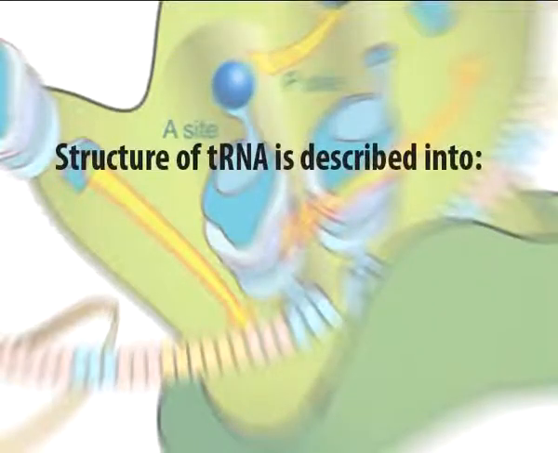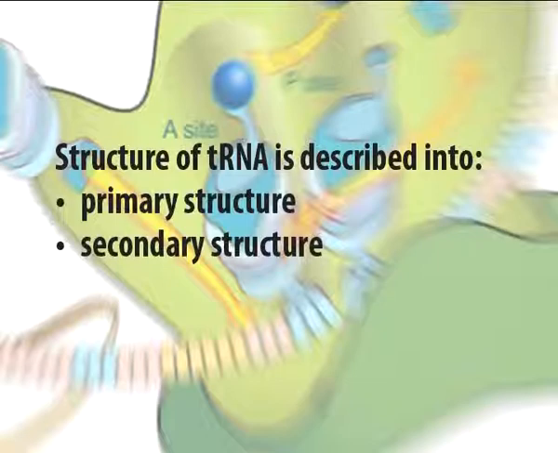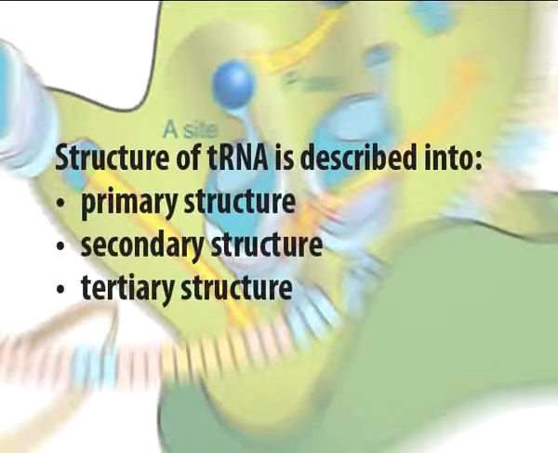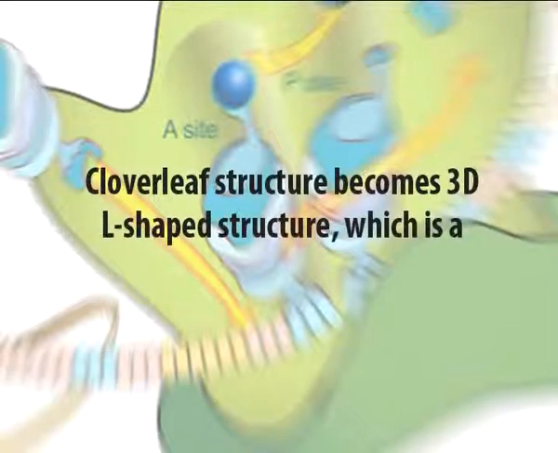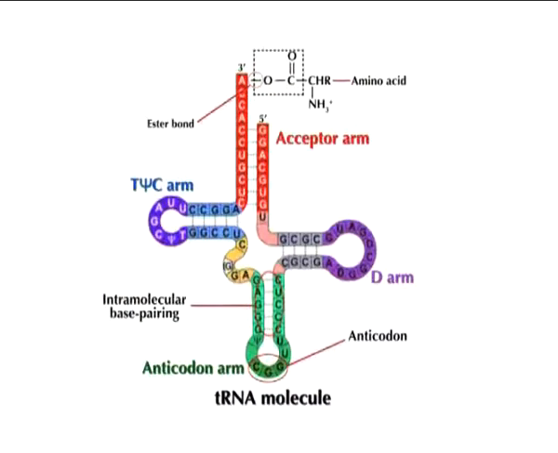The structure of tRNA can be described into its primary structure, its secondary structure, usually visualized as a clover leaf structure, and its tertiary structure. All tRNAs have a similar L-shaped 3D structure that allows them to fit into the P and A sites of the ribosomes. The clover leaf structure becomes the 3D L-shaped structure, which is a common RNA tertiary structure. Various components of tRNA are as under.